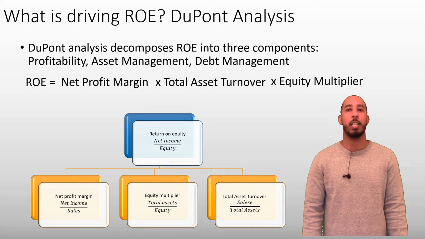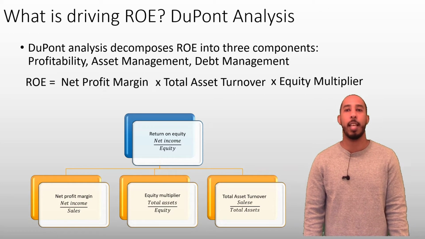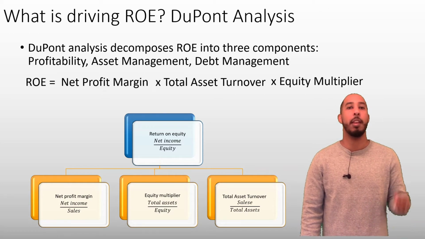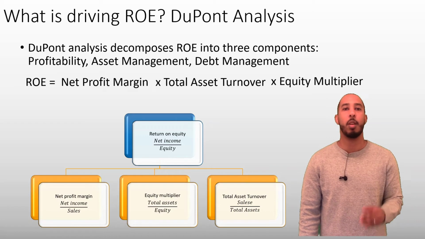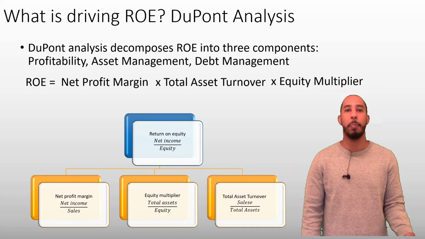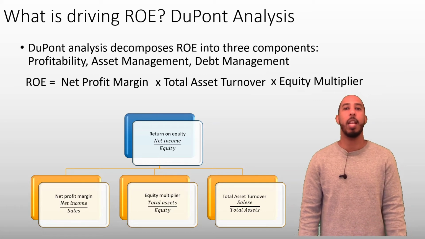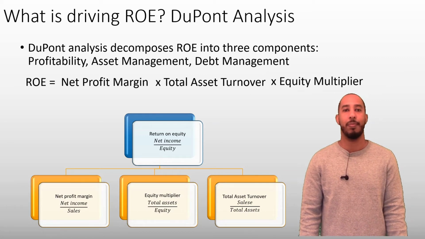DuPont analysis decomposes return on equity into three components related to areas we've already discussed. DuPont analysis says return on equity equals net profit margin times total asset turnover times the equity multiplier. So we can see ROE has a profitability component, that's net profit margin, an asset management component, that's total asset turnover, and a component related to debt management, that's the equity multiplier.